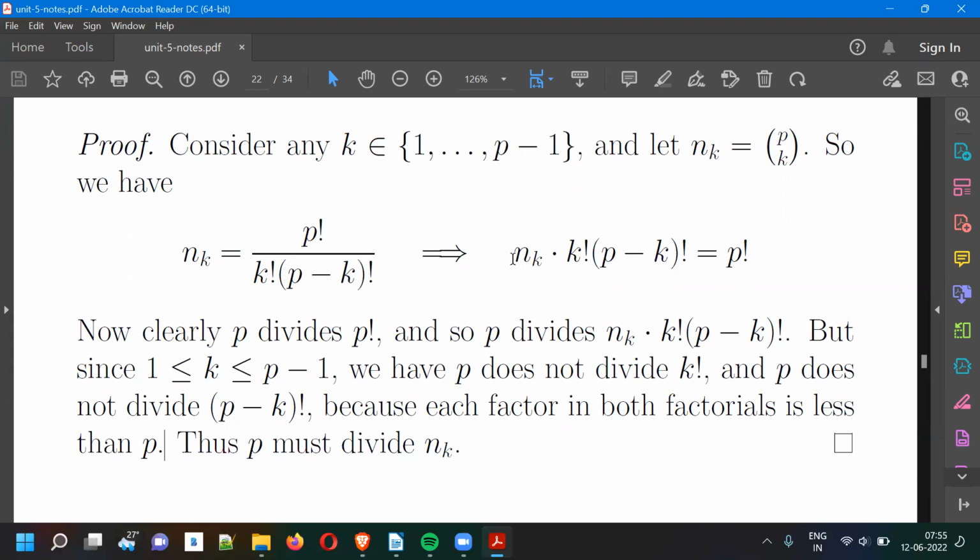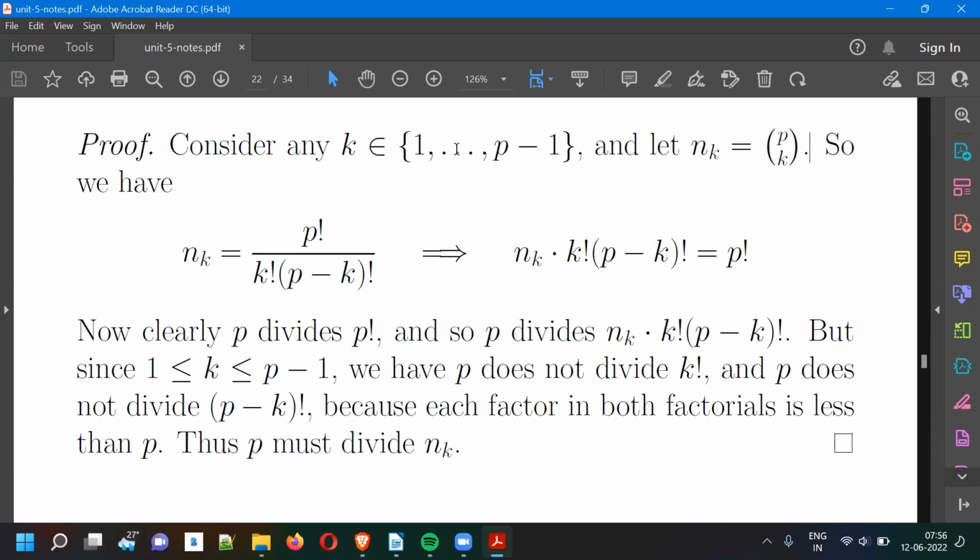But p divides the product nCk times k factorial times (p minus k) factorial. It does not divide these two factors, k factorial and (p minus k) factorial. So p must divide nCk because p is a prime. Okay. Therefore, p must divide nCk. But what is nCk? nCk is p choose k. Okay. So p divides p choose k.